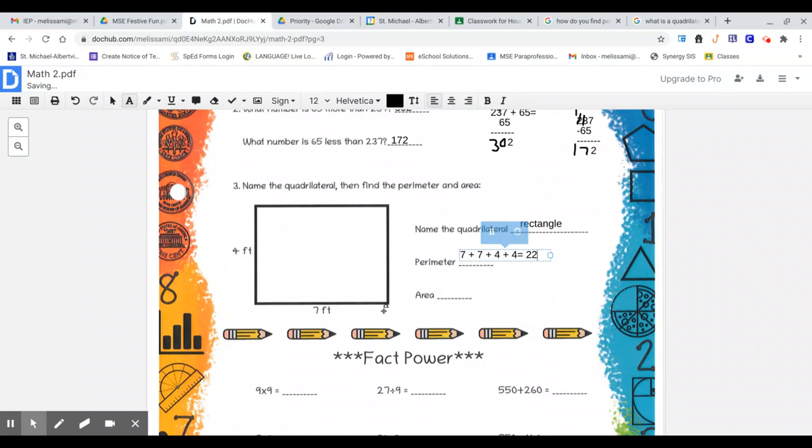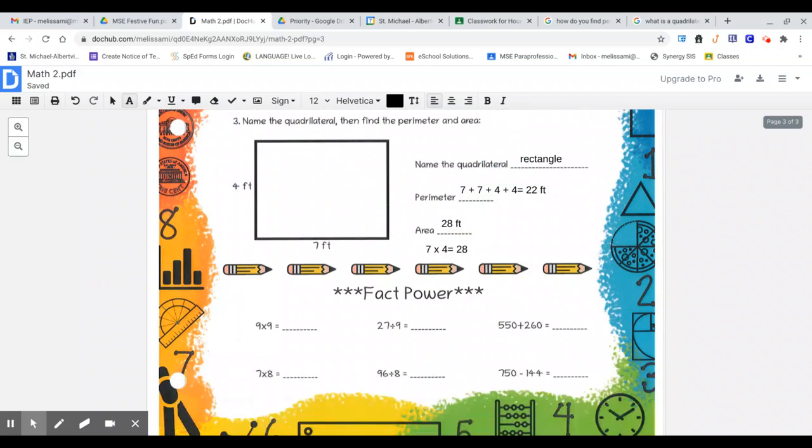And then the area is length times width. So for the area, I'm going to put down here the equation is going to be 7 multiplied by 4. And that is 28. So the area is 28. Notice how the area and the perimeter are different. 28 feet. And then, oh, Miss Miller screwed up here. 22 feet would be our answer there.